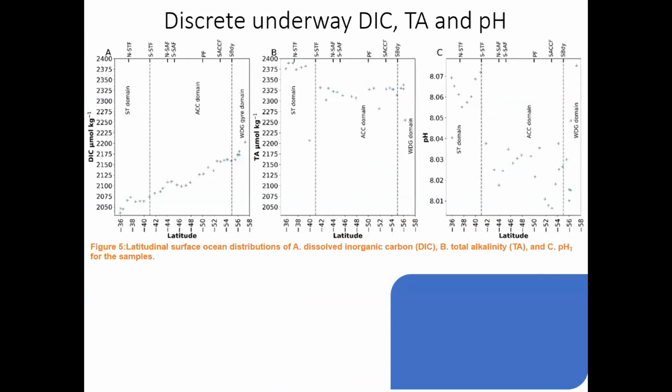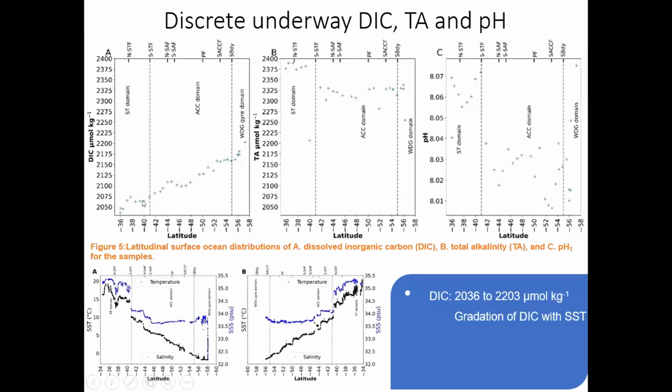For the discrete water sample parameter distribution, we have the DIC. We can see the DIC distribution ranging between 2,036 and 2,203 micromole per kilogram. And we see the distribution following temperature. We have low DIC in the subtropic region, where we have high temperature, while we have high DIC in the region of lower temperature in the westerly jet.